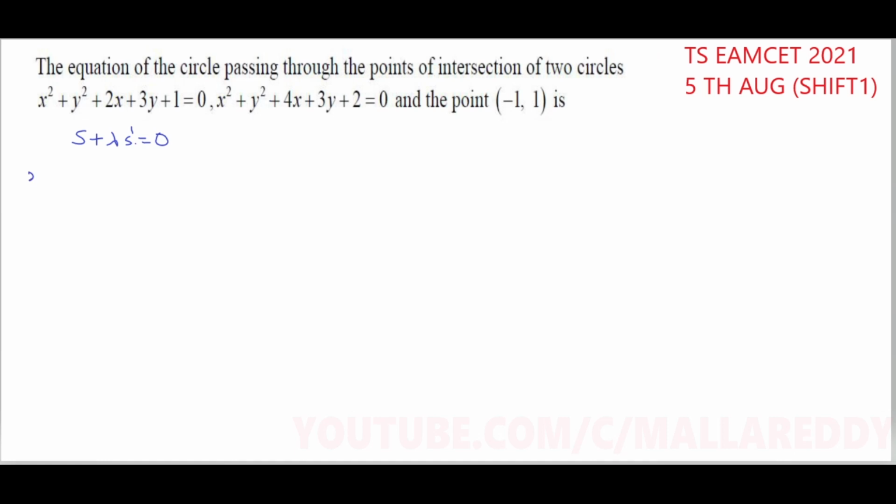Substituting in this, that is x square plus y square plus 2x plus 3y plus 1 plus lambda into x square plus y square plus 4x plus 3y plus 2 is equal to 0. This circle passes through the point (1, 1) and (-1, 1).